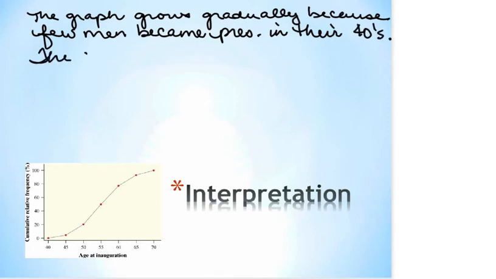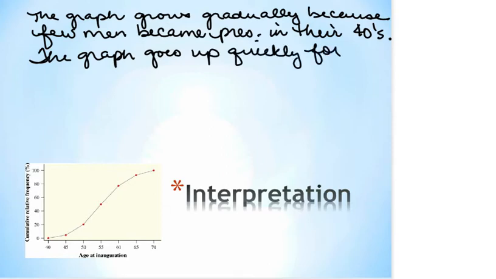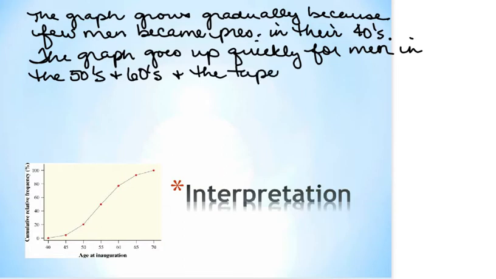The graph goes up quickly for men in the 50s and 60s, and then begins to taper off. So with this original chart, we can tell quite a bit of information with regards to the presidents' ages. Sorry, I'm so sorry.